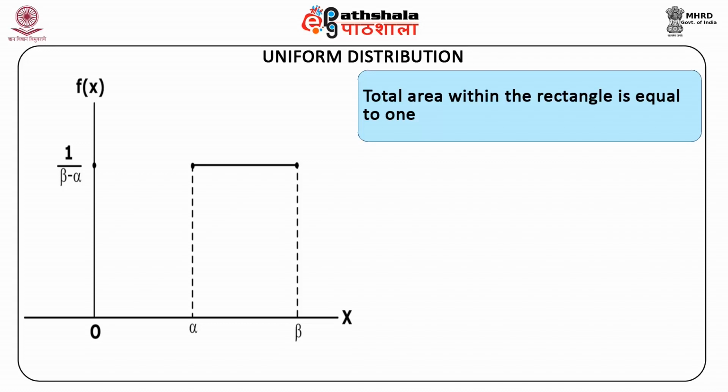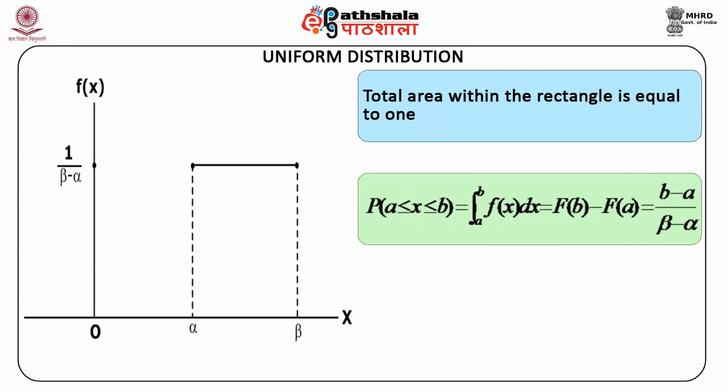The probability at any point x within the interval (alpha, beta) is equal to 0. Also, the probability that a single observation x will fall in an interval (a, b) entirely contained in the interval (alpha, beta) is given by P(a ≤ x ≤ b) = integral a to b of f(x) dx = F(b) minus F(a), which is equal to (b minus a) upon (beta minus alpha).